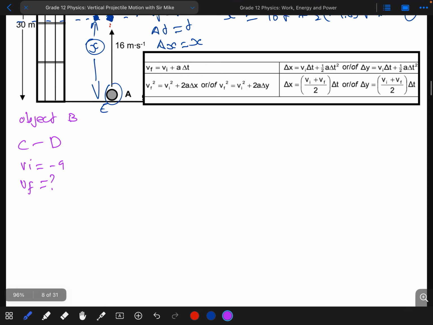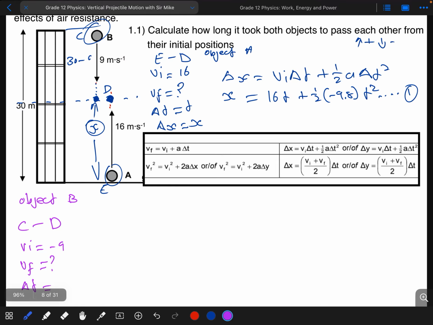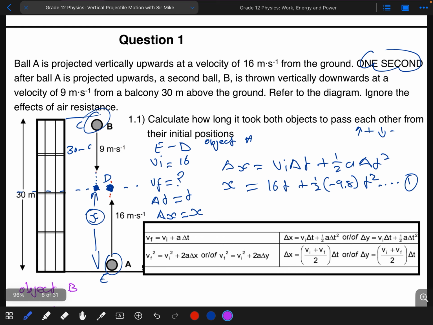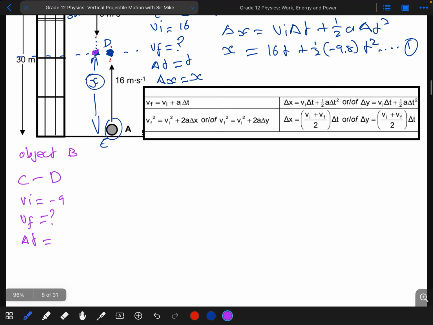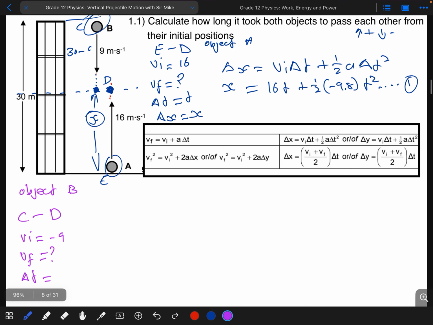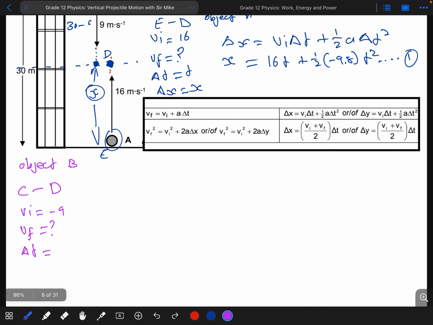My delta t: remember, if it took t seconds for object A to reach that point, then it took object B t minus 1 second to reach that same point, because they say it was projected 1 second later. So this would simply be t minus 1.